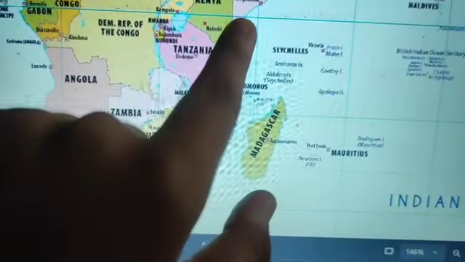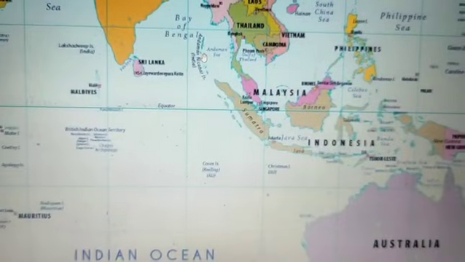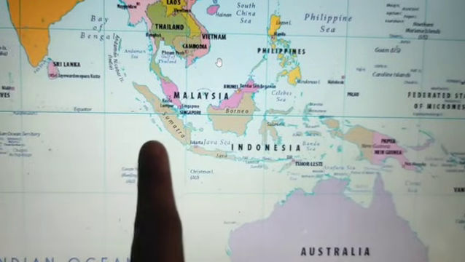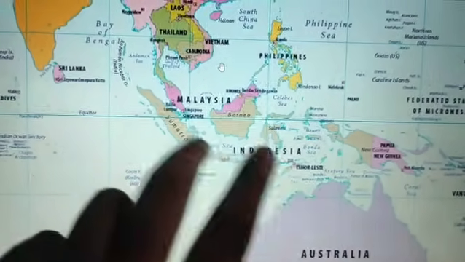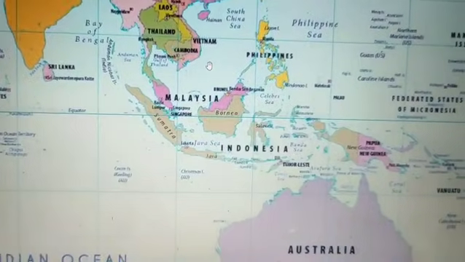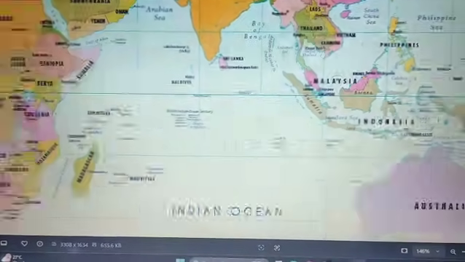also from Somalia, you can see here, and it also passes through Sumatra, Borneo, and Sulawesi, which is Indonesia, and also from Malaysia. So the Equator passes through this many countries.